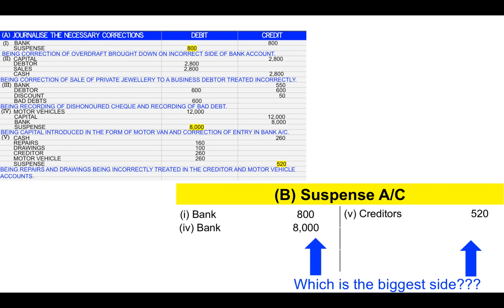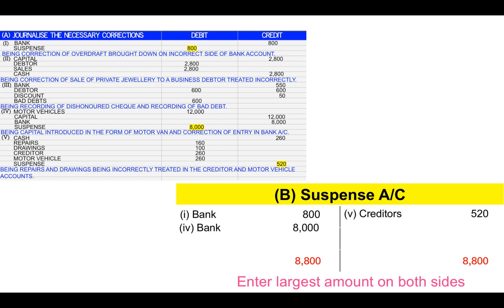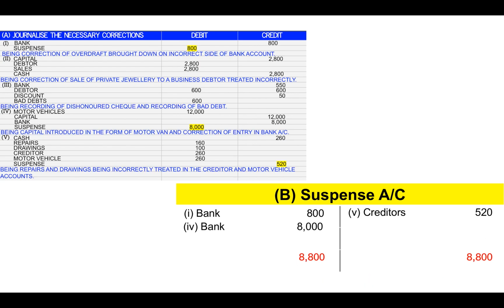So what we do now is see which is the bigger side. So it's quite clear there that the debit side is the biggest side, having €8,800 there. Okay, so we enter the largest amount on both sides, and this side now equals 8,800, but this side doesn't. This only equals €520. So you have to put the difference then into the credit side. The original difference there is 8,280.